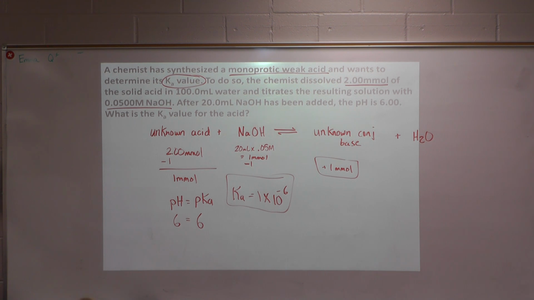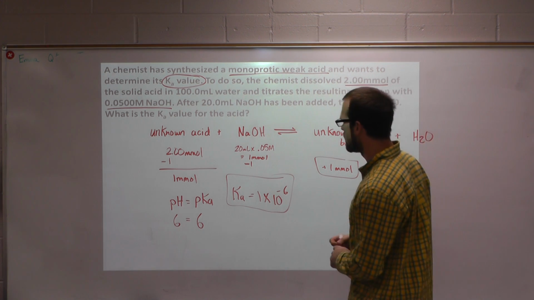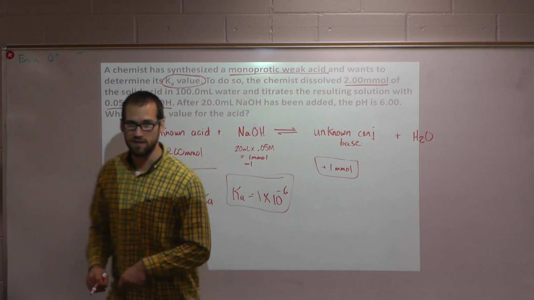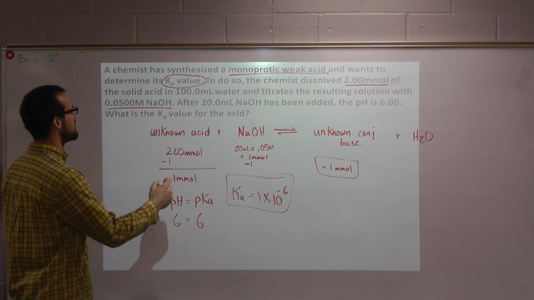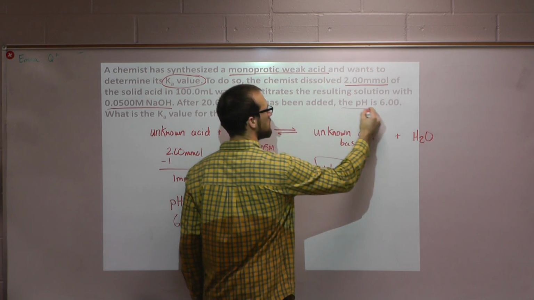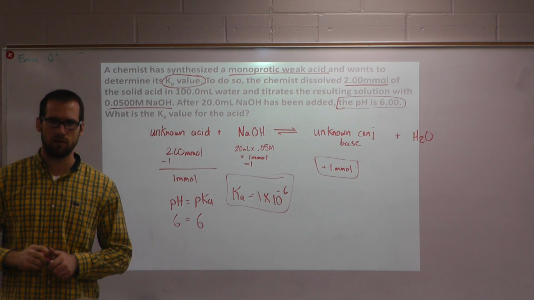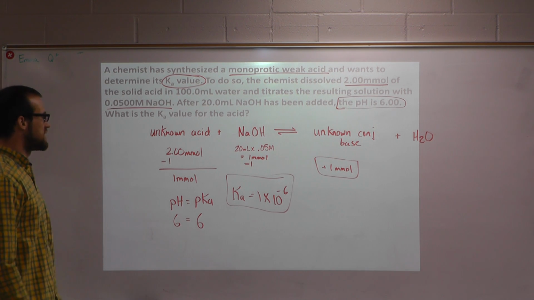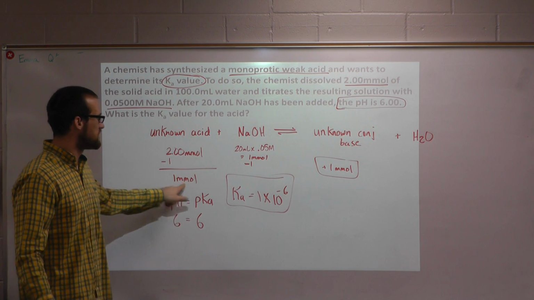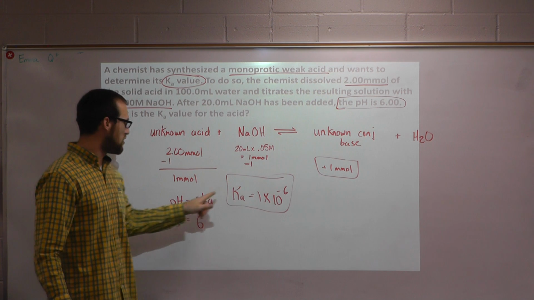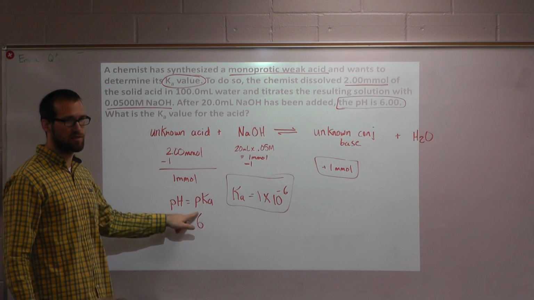Okay? Where did you get 6? pH of 6 or pKa of 6? It told us. Well, you had to know it was at the midpoint. You wouldn't have known it was at the midpoint until you did this. If you don't know it's at the midpoint, you cannot say pH and pKa are equal.